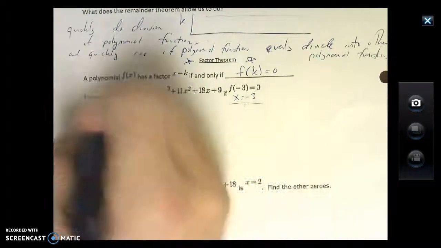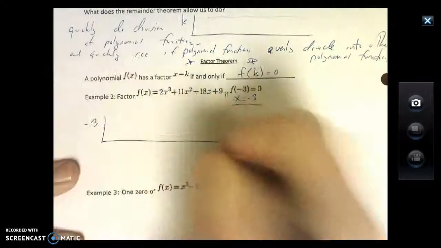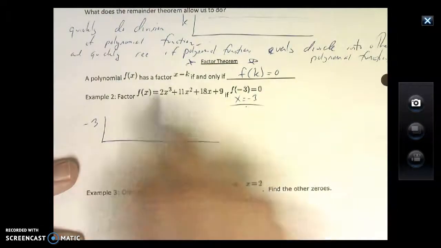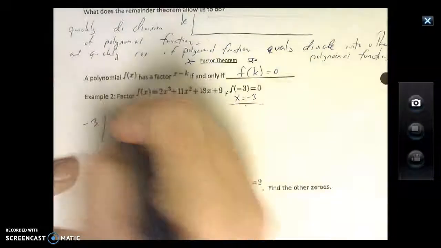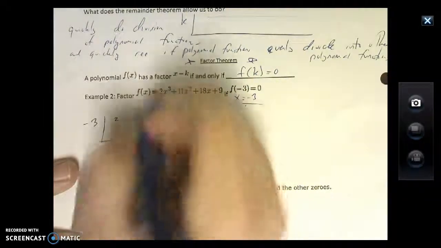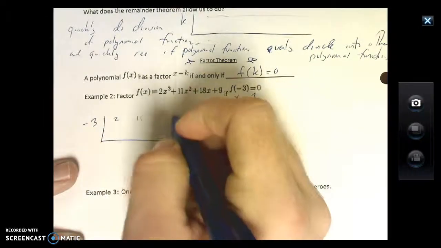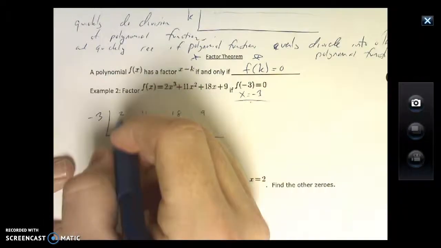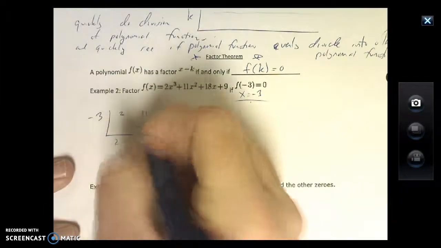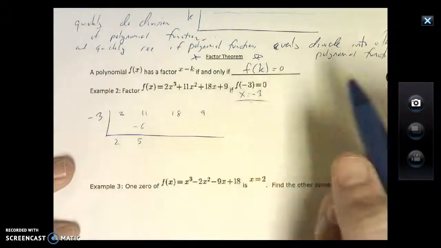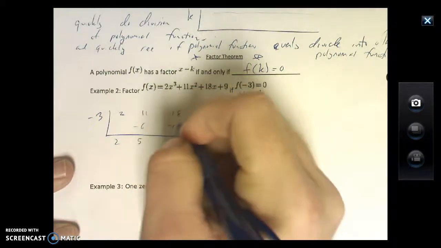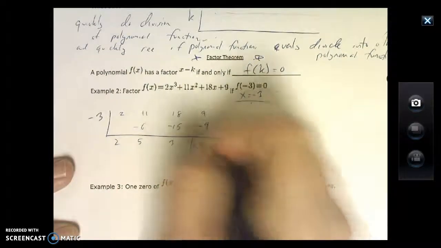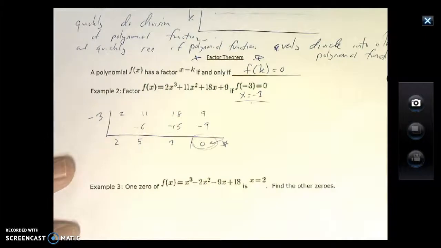So this negative 3 goes out front. I'm going to write all my coefficients out. It's already in standard form, so my coefficients are 2, 11, 18, 9. And all I'm going to do is synthetically divide. Bring the 2 down, multiply. Add them. 11 minus 6 is 5. Multiply. Add them. Negative 9, 0. Yay. Once I get to 0, I win.